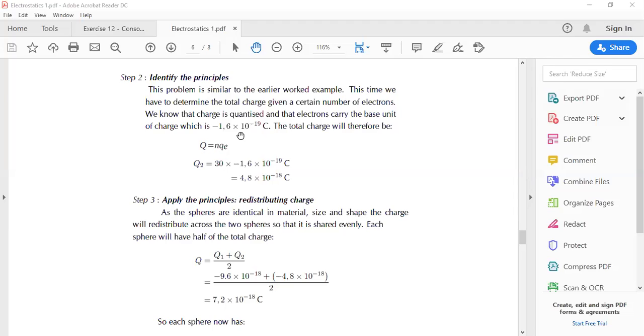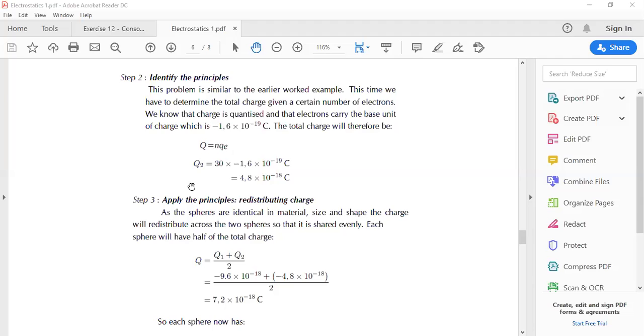So what do we need to do? We need to calculate Q. How do you calculate Q? Q is equal to the number of electrons times the single charge on an electron. Please note here, the 1.6 is the same charge as on a proton. The only difference is the plus and the minus. Electrons are negatively charged, so if we talk about electrons, we use a negative. If we talk about protons, we use a positive, but the number is the same.